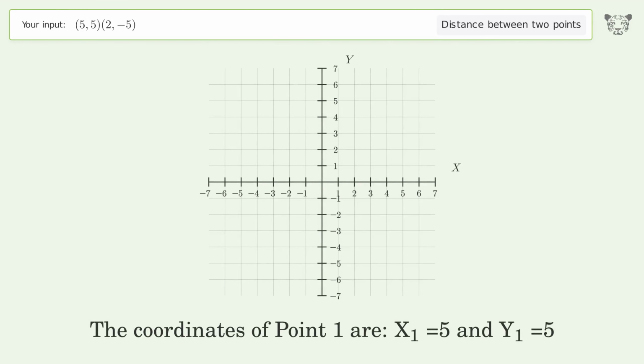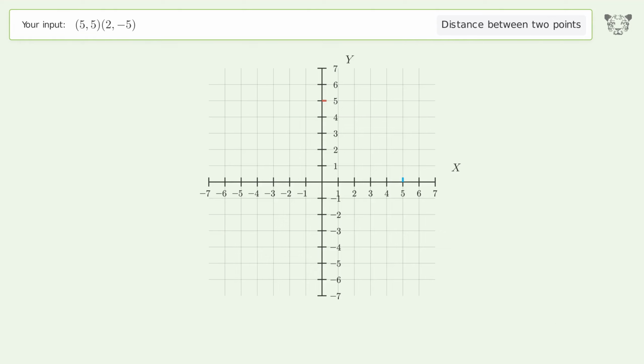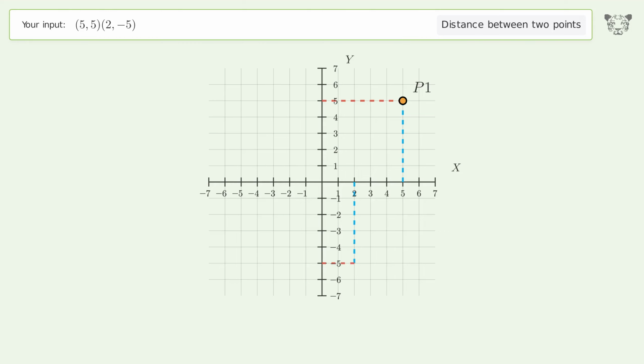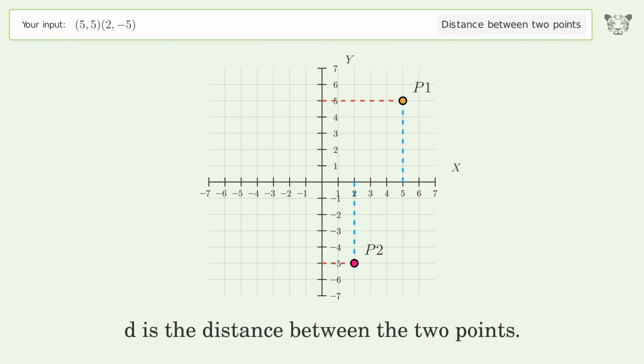The coordinates of point 1 are, x1 equals 5 and y1 equals 5. The coordinates of point 2 are, x2 equals 2 and y2 equals -5. D is the distance between the 2 points.